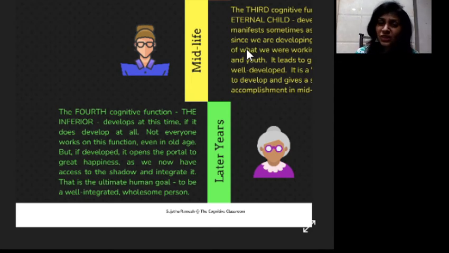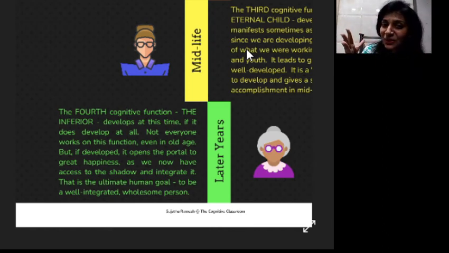Now, the fourth function is there all the time actually, even when we are younger, even in our midlife, but it is more of a pain. It expresses itself when you are under stress. Now, see, the third function comes through, it's called the eternal child because it tries to please the good parent, the second function. So the third function tries to please the second function, like a child tries to please a good parent.